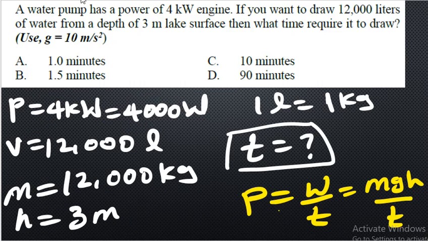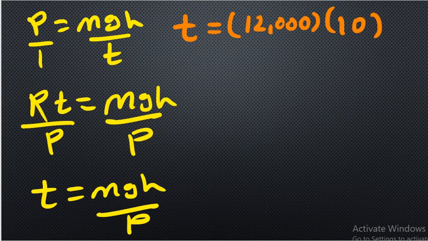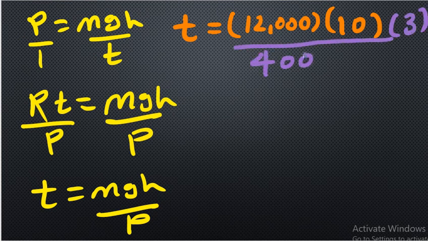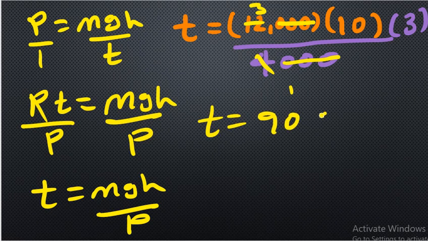As you see here, gravitational acceleration, you can use 10, it says. Therefore, in place of height we can use 3 meters, already given, divided by the power, which is 4,000, already we got it. Therefore we can cut 3 zeros by 3 zeros, and again 4 1 is by 4 3, then 3 times 3 will be 9 times 10, 90. The time will be 90 what? Seconds, because the unit of time is second.